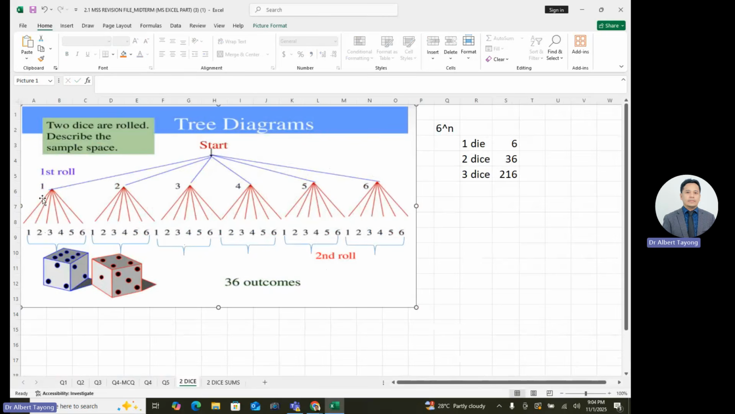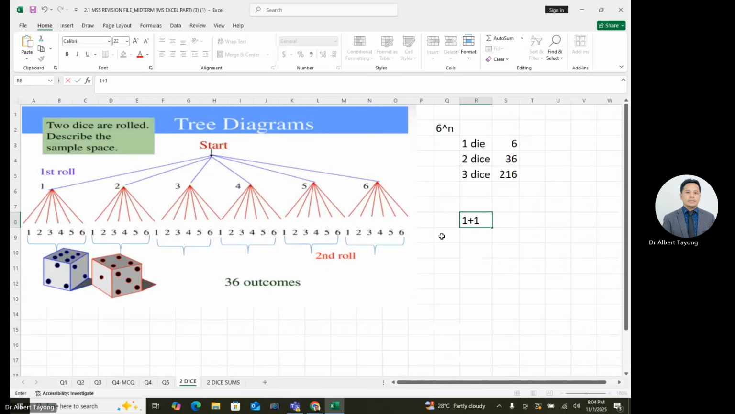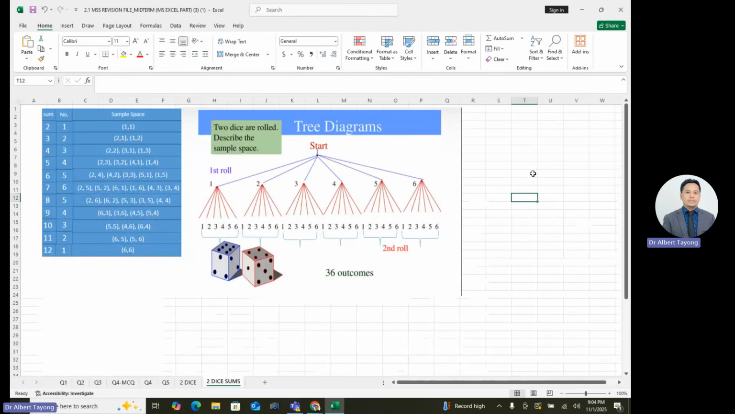6. So the lowest pair is 1, 1. That is 1 plus 1 equals 2. And the highest pair is 6 plus 6, which is equal to 12. So the lowest sum is 2 and the highest sum is 12. All right, that's 6 plus 6. So here, as you can see, we have the lowest sum, which is 2. This is the sum column, and the highest is 12.